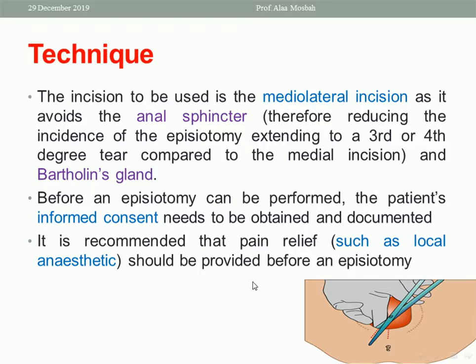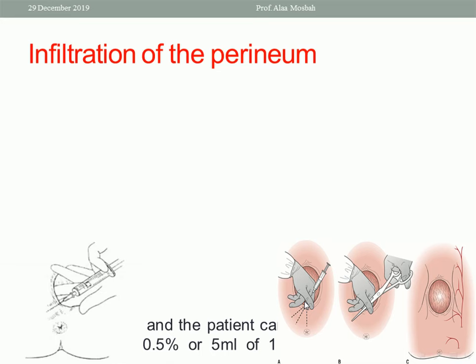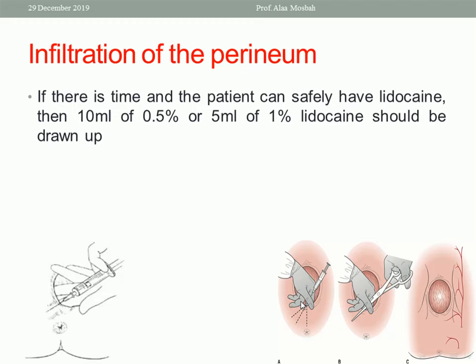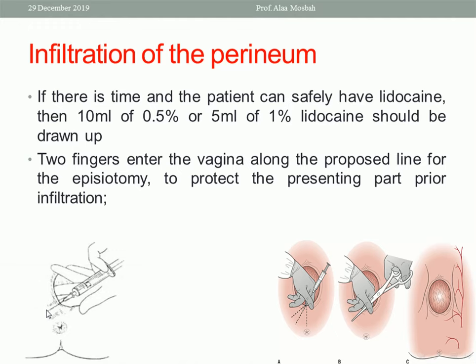Infiltration of the perineum. How to do infiltration of the perineum? As we see in the picture, this is infiltration of the perineum, this one. If there is time and the patient can safely have lidocaine, then 10 milliliters of 0.5% or 5 milliliters of 1% lidocaine should be drawn up. Two fingers enter the vagina along the proposed line for the episiotomy to protect the presenting part. So we insert two fingers here to protect the presenting part, then inject.